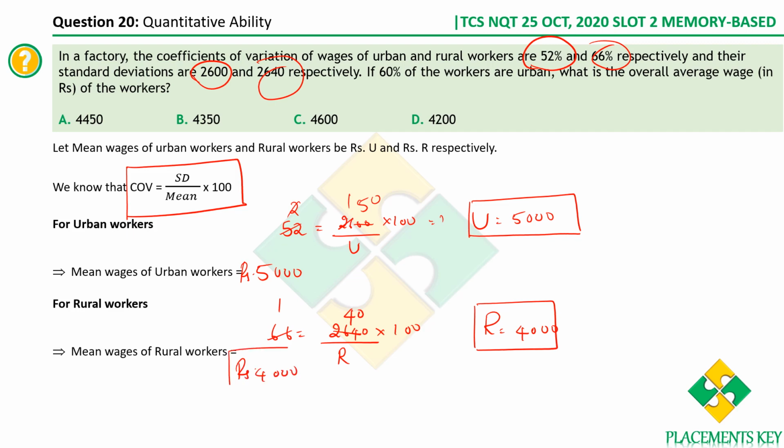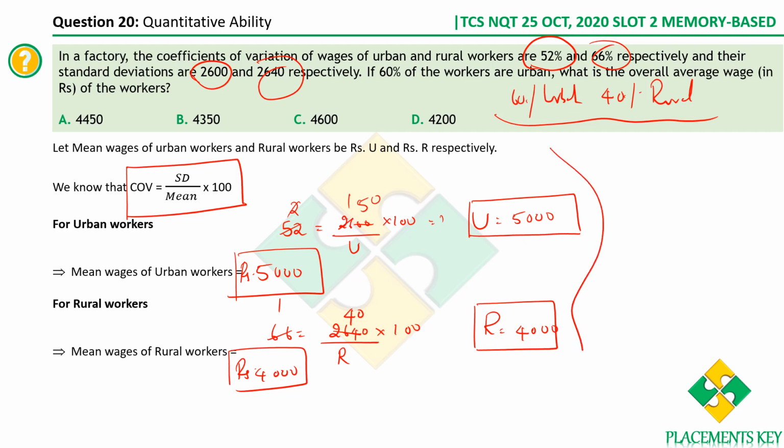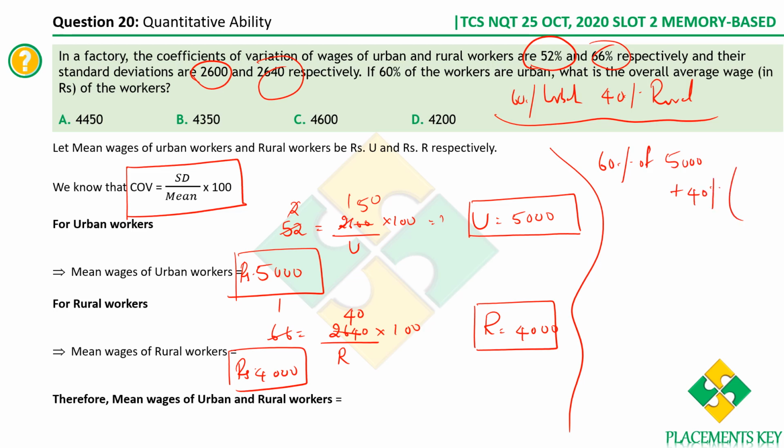Now what are we supposed to find? We are supposed to find the overall average wage. We know that 60% are urban, so the rest has to be rural: 40% rural, whereas 60% is urban. So how do you find the overall average wage? 60% of the average wage of urban, which is 5,000, plus 40% of the average wage of rural, which is 4,000, divided by 60% plus 40%, which is 100%.